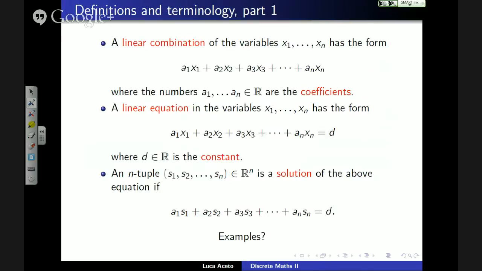Now, whenever you have an equation, you want to solve it. What is a solution? A solution to a linear equation like this one is a tuple of real numbers that satisfy the equation when you plug it in for the variables. So S1, S2, Sn, a tuple of real numbers of length n is a solution to this equation if A1 S1 plus A2 S2 plus blah, blah, blah is going to be equal to D.